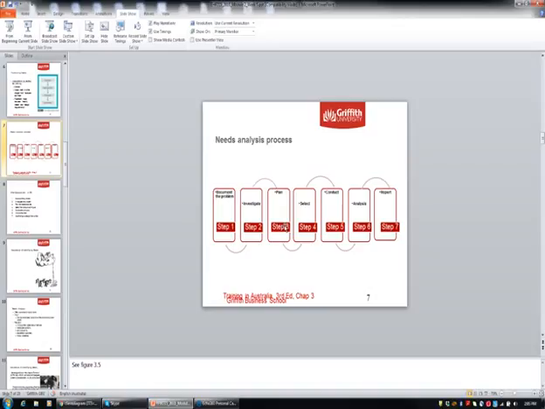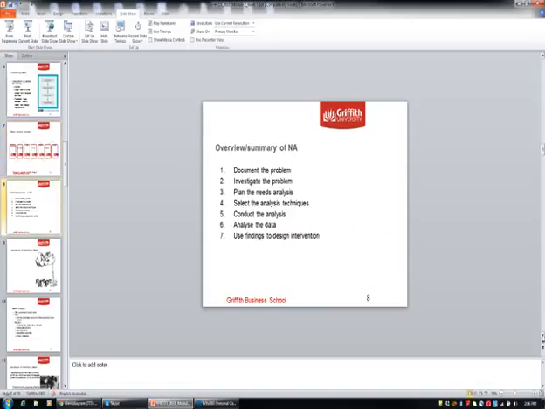That data is then analysed and then reported upon, and then that is what feeds into the decision about whether you're going to offer training and development, whether it's something else, how that fits together. So this process of needs analysis should be detailed, especially obviously where there's a complex problem. So in essence, the summary of needs analysis: documenting the problem, planning, selecting the technique, conducting, analysing the data, and using these findings to design your intervention, how you're going to propose what's needed.